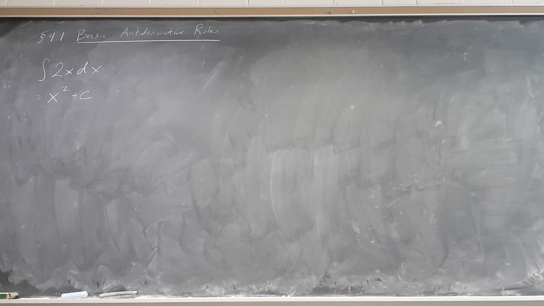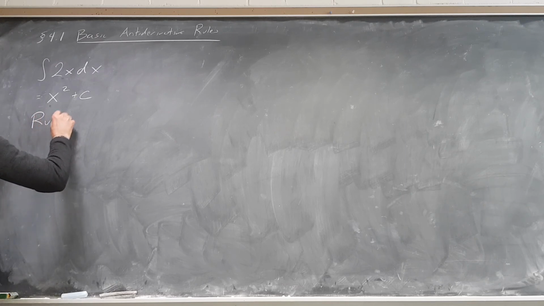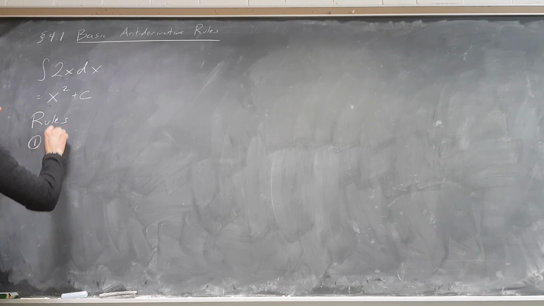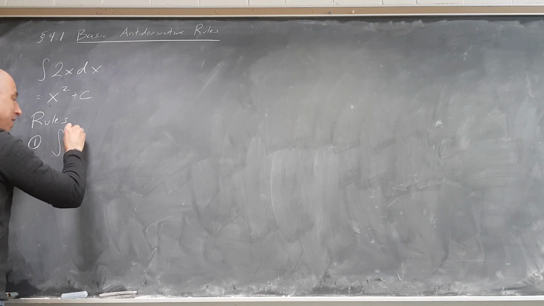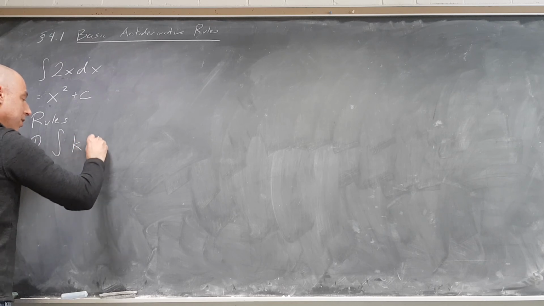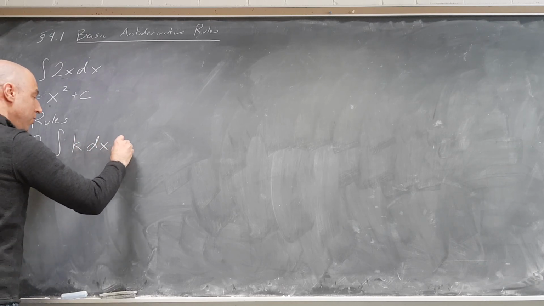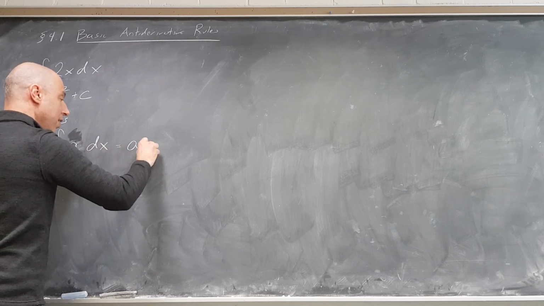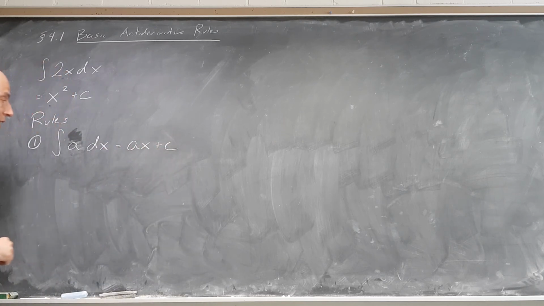Right now I want to talk about some rules for taking antiderivatives. Last time we just took our experience taking derivatives, and I want to now come up with some rules for taking antiderivatives. So let's start off with just a few. The antiderivative of any constant, now let me call the constant a, is just ax plus a constant.